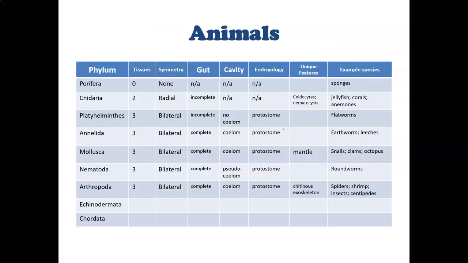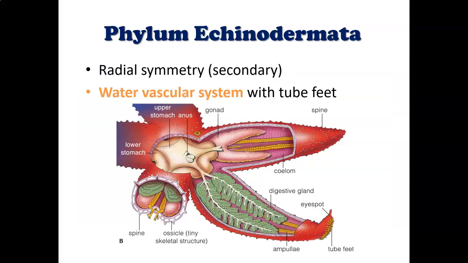Oops, sorry, this slide should have been up one. So the arthropods are the last group of the protostomes. Right? And they're defined by their chitinous exoskeleton. So the last group that we're going to cover today are the echinoderms. The echinoderms, they're defined by something called a water vascular system.